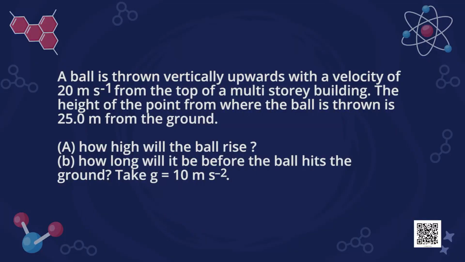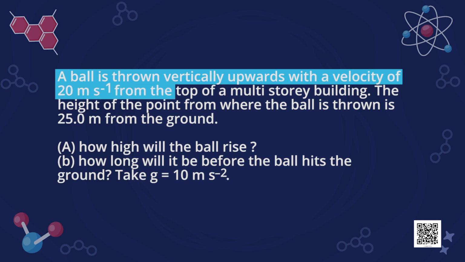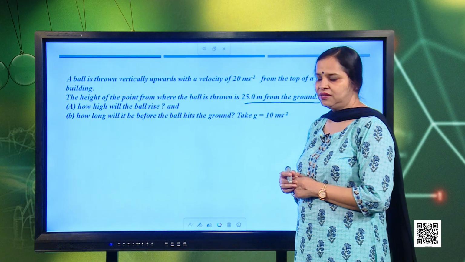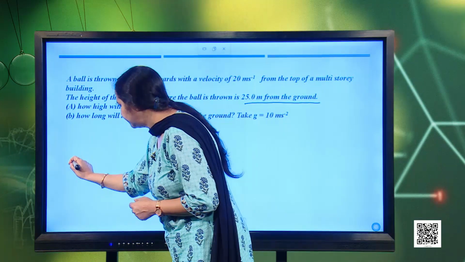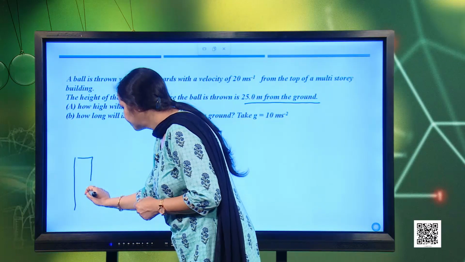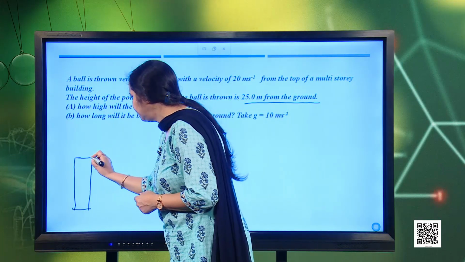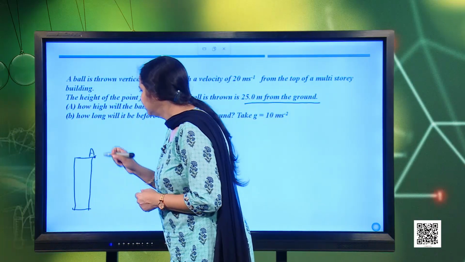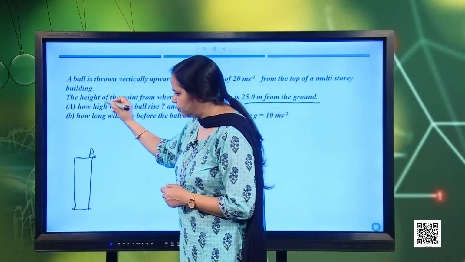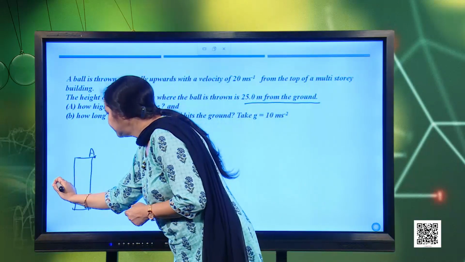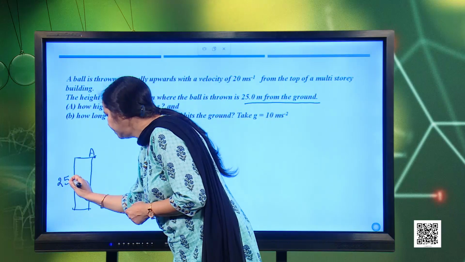Now let us take one example. Suppose a ball is thrown vertically upwards with a velocity of 20 meter per second from the top of a multi-story building. The height of the point from where the ball is thrown is 25 meters from the ground. So let us consider the situation somewhat like this. Suppose this is a building, a multi-story building, and from this point, let's say we label this point as point A, a ball is being thrown vertically upwards. So the height from where the ball is thrown is 25 meters from the ground.